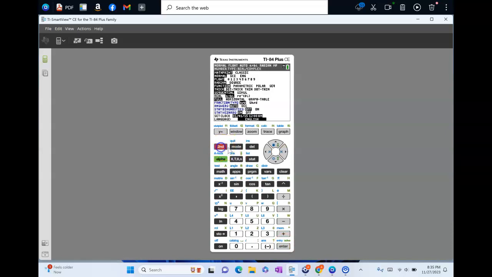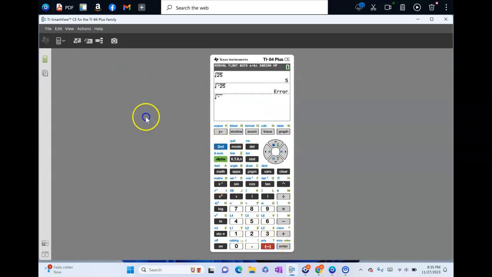Now once I do that, I'm going to exit out of here and try this one more time. Square root of negative 25. And this time it does give me my imaginary solution. It is 5i. That is a pure imaginary number. So if you ever want to work with imaginary numbers, you need to change your settings on mode. Go ahead and change it to a plus bi. That'll give you imaginary solutions as well.